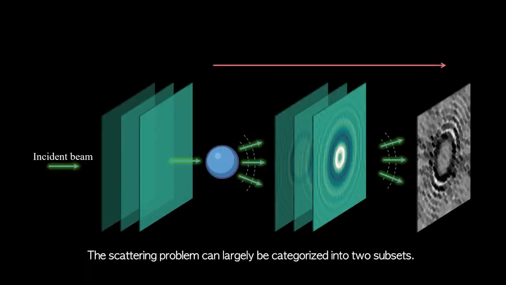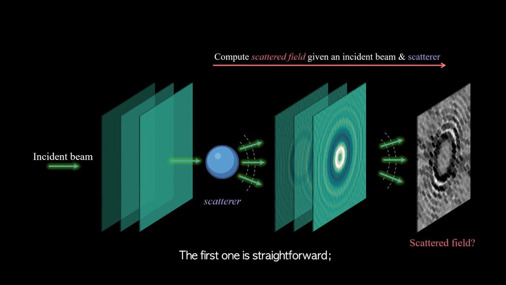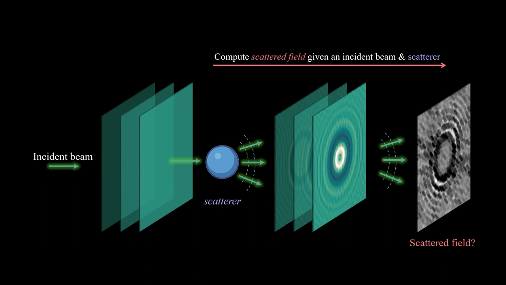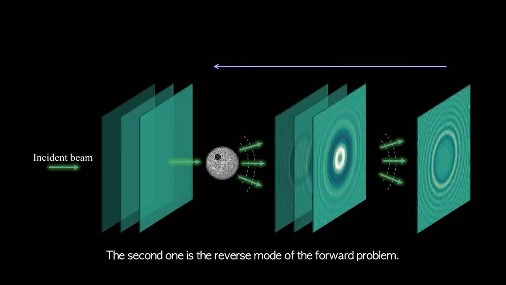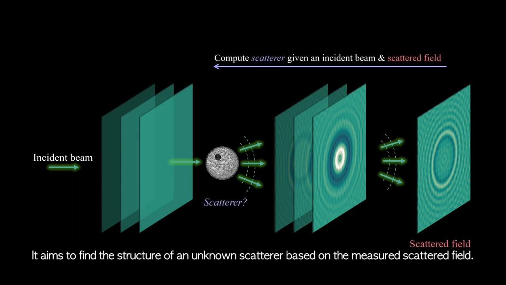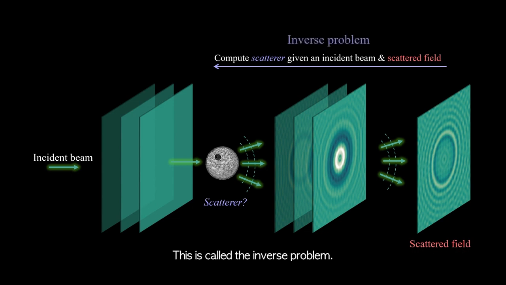The scattering problem can largely be categorized into two subsets. The first one is straightforward. It aims to compute the scattered field when an incident beam and a scatterer are given. This is called the forward problem. The second one is the reverse mode of the forward problem. It aims to find the structure of an unknown scatterer based on the measured scattered field. This is called the inverse problem.